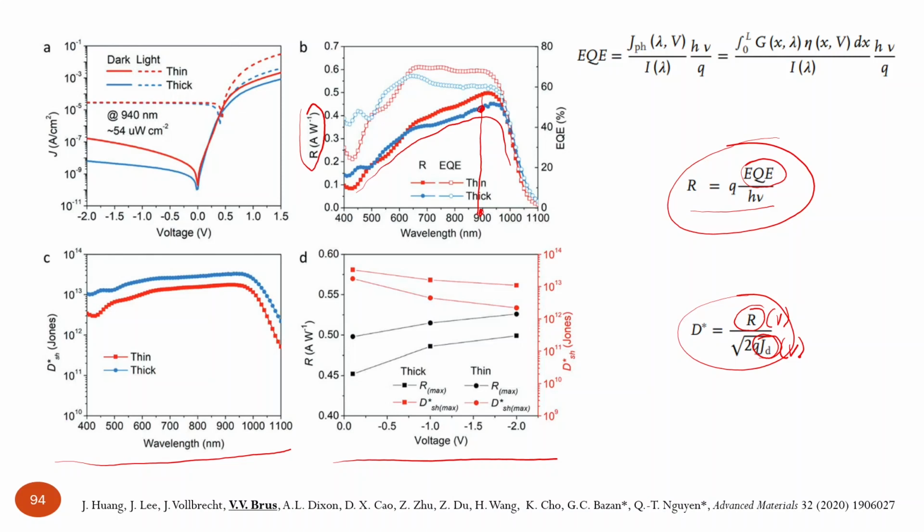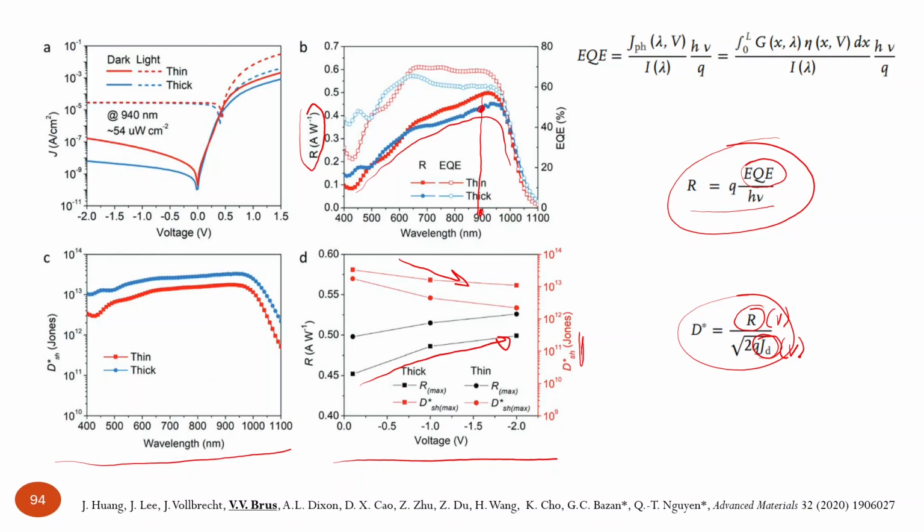And EQE obviously increases, so that is true for responsivity. So you see responsivity also increases with reverse bias. However, you may notice here that detectivity actually drops with increase of reverse bias. And why does it happen? Because reverse current increases faster than responsivity with reverse bias.